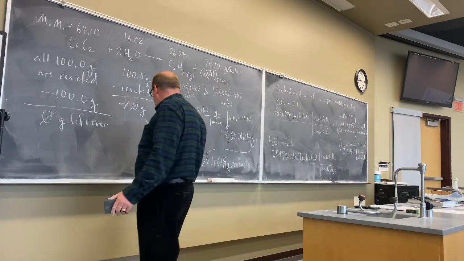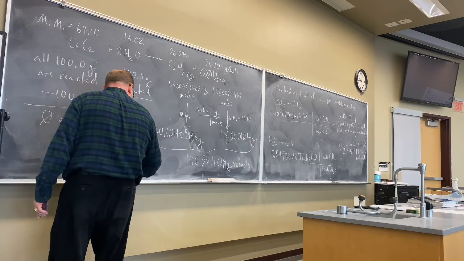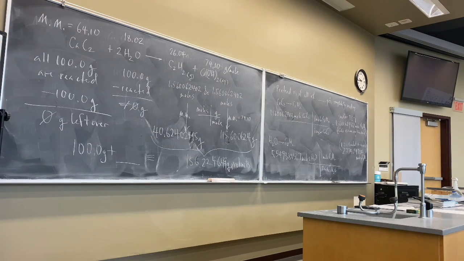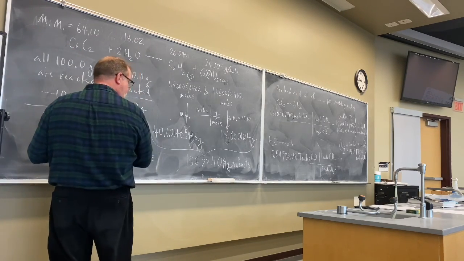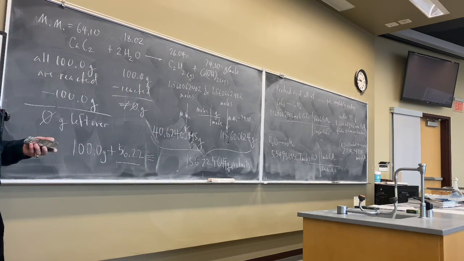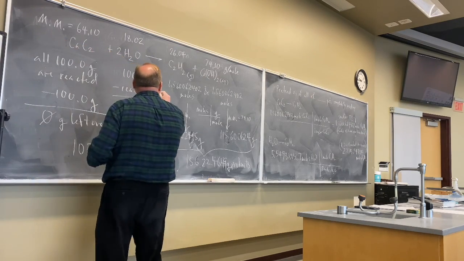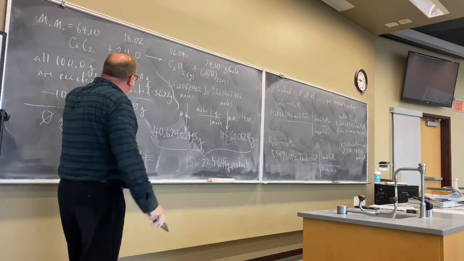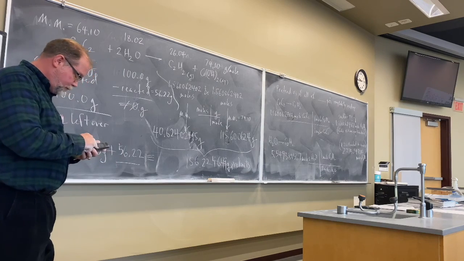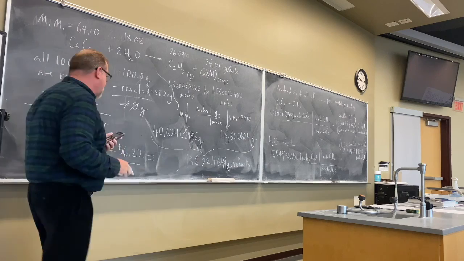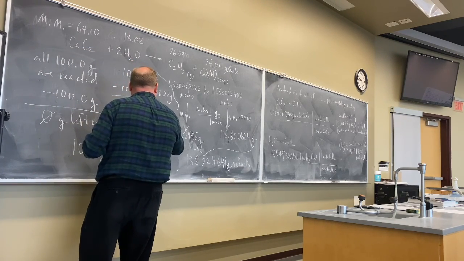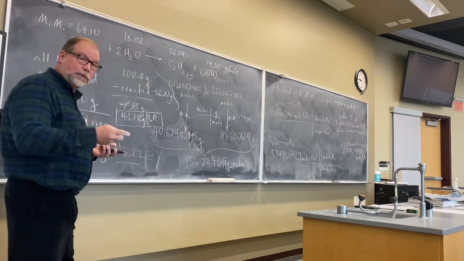Now, according to the law of mass conservation, the sum of the reactants should be equal to the mass of the products. And so if I know that 100 grams of the calcium carbide have reacted, how many grams of water will have reacted? 56.2246. So 56.22 grams of the water reacted. Right? Mass of the reactants must equal the mass of the products. And so if we start with 100 grams and 56.22 grams reacted, then that tells us that there are 43.78 grams of H2O reacting in excess left over.